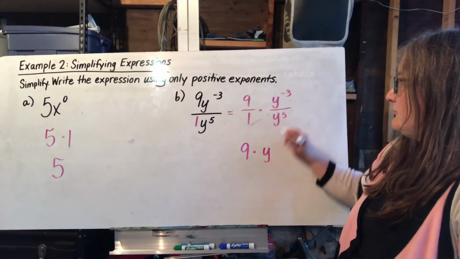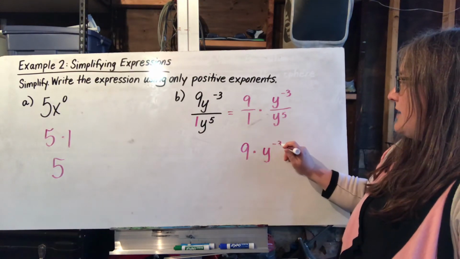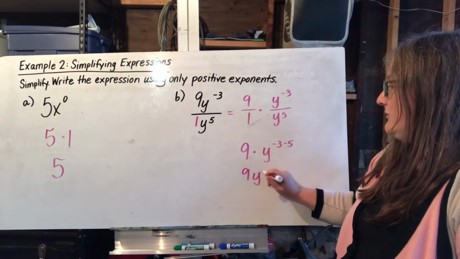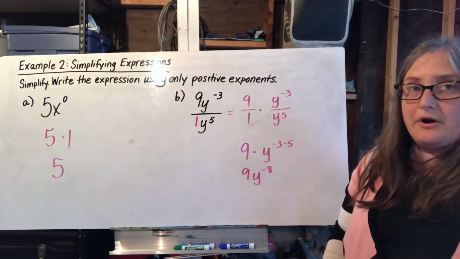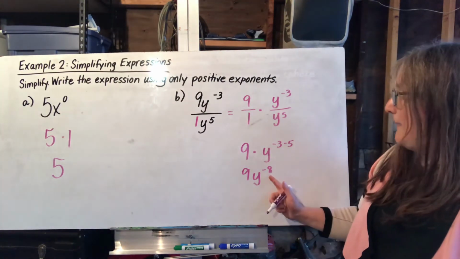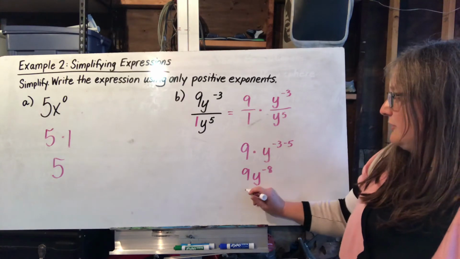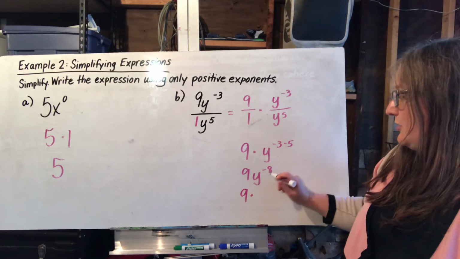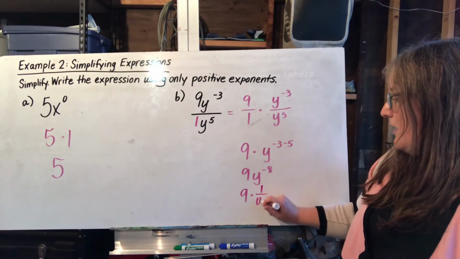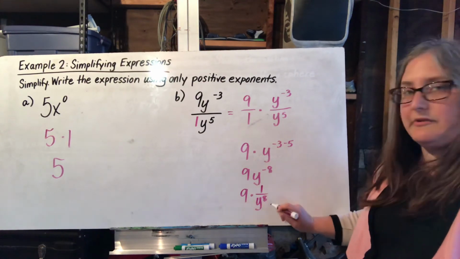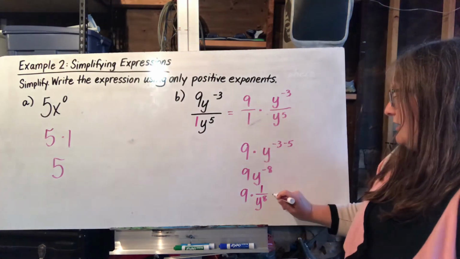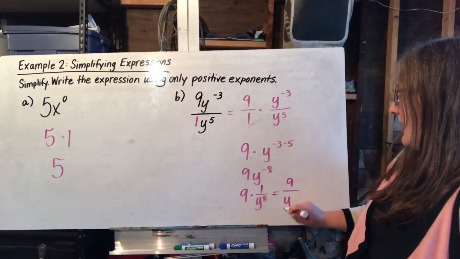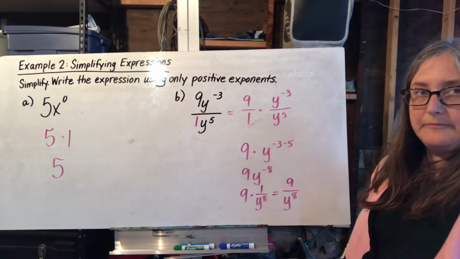And for this one, I'm going to subtract my exponents. It's always the numerator exponent minus the denominator. So I get 9 times y to the negative 8th power. Well, I'm not allowed to leave any of my powers as negative powers. So this is really going to be 9 times, and if I do the reciprocal here, 1 over y to the 8th power. When I do the reciprocal, the power becomes positive. So now on the top, I have 9 times 1 is 9 over y to the 8th power.